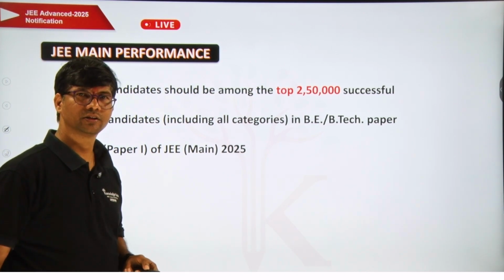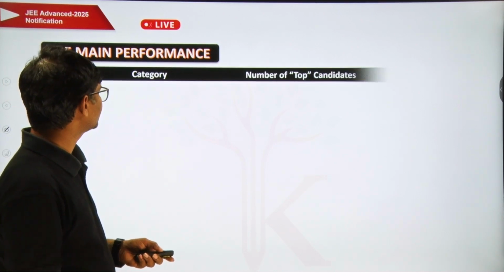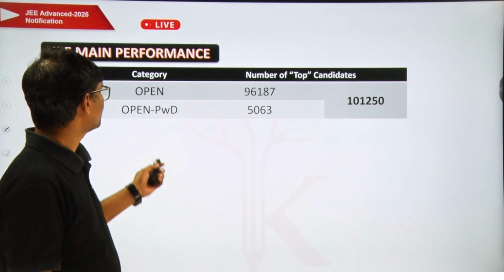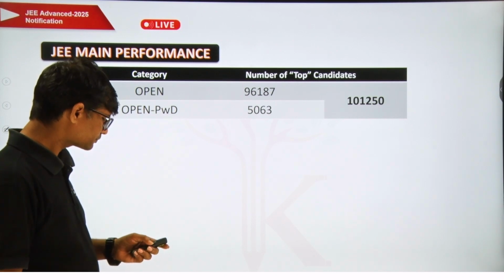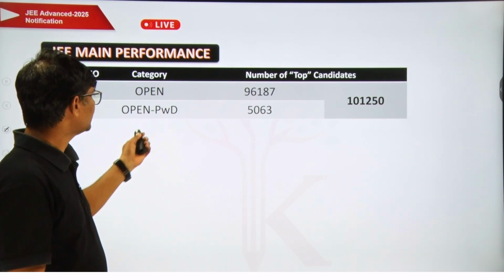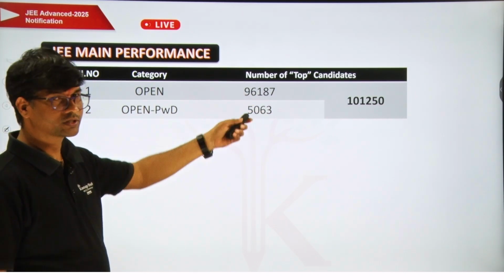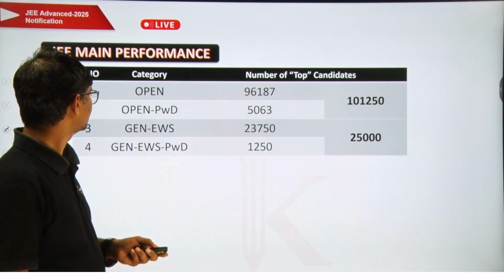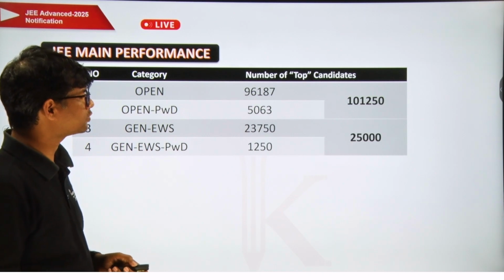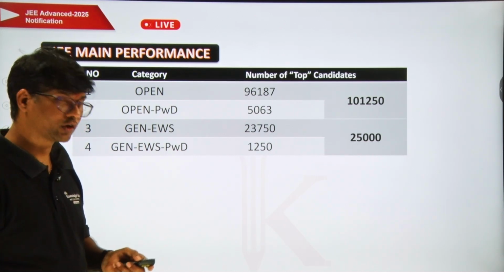Okay, let's see how they have divided this 2,50,000 into subdivisions. In the open category, the top 1 lakh performers are eligible to write the Advanced exam. Then there is the open PWD category, the candidates with disability, and the general EWS category. In total, the top 25,000 in this category are eligible to write the Advanced exam.